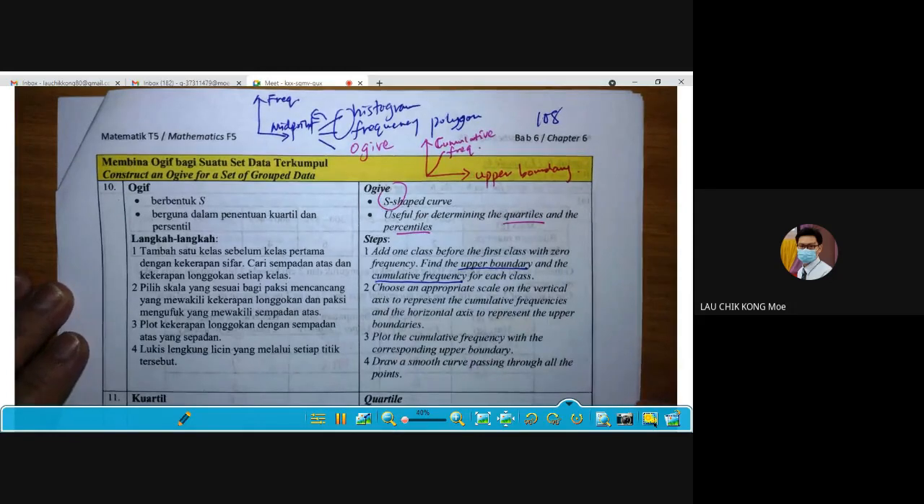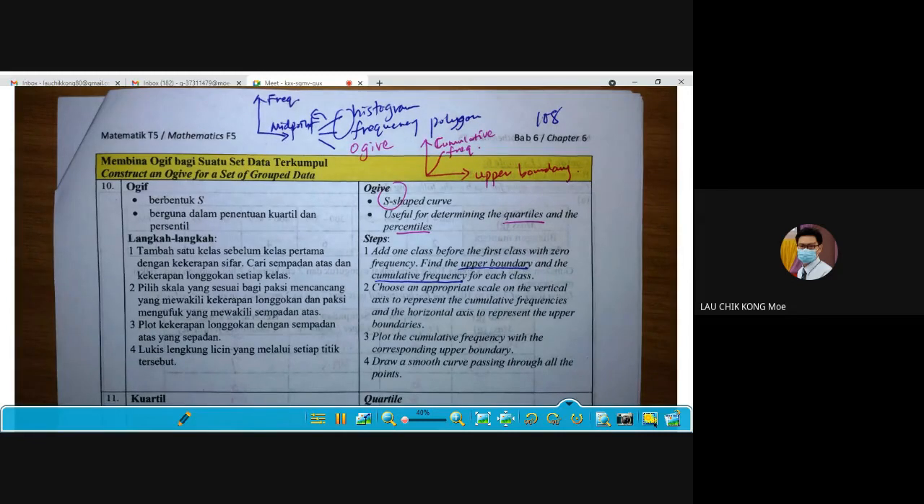Number two, choose an appropriate scale on the vertical axis to represent the cumulative frequencies and the horizontal axis to represent the upper boundaries. Normally the question will give you the scale. Number three, plot the cumulative frequency with the corresponding upper boundary. And the last one, draw a smooth curve passing through all the points.